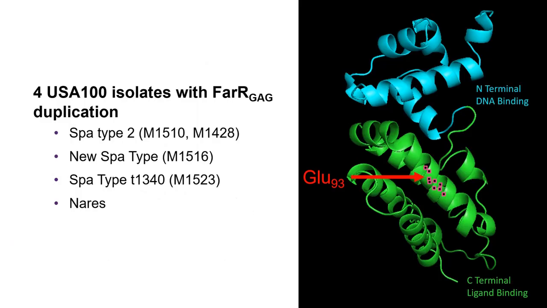4 strains with a GAG duplication at glutamic acid 93 in FAR-R are from the nares of patients from the Broad Institute at Harvard, but have also been found in vancomycin intermediate S. aureus, or VISA, from Japan, MRSA from human skin in Japan, and food-related MRSA from China. However, 21 genomes were found with this mutation from Japan, China, the US, and the UK.